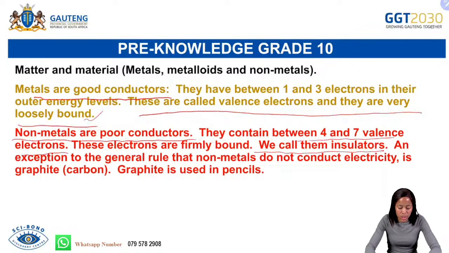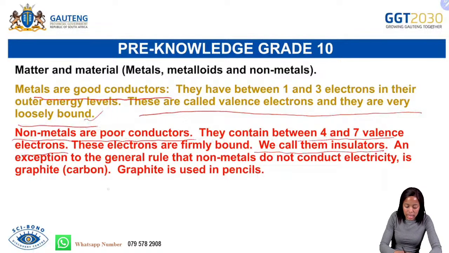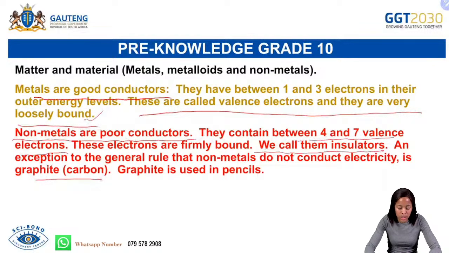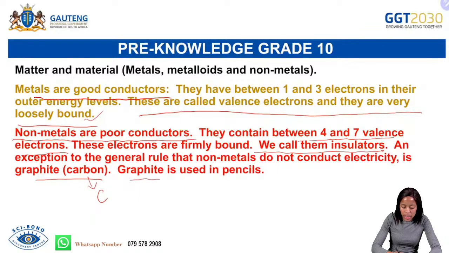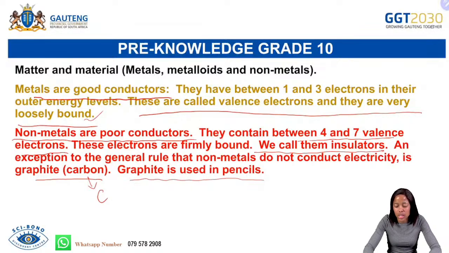It says an exception to the general rule that non-metals do not conduct electricity is graphite, okay? Graphite. Another important term that you need to know is the word carbon. Remember, carbon on the periodic table is your letter C. You need to keep in mind that carbon can also be referred to as graphite. And which graphite is this? This is the very same graphite that will be used in pencils.